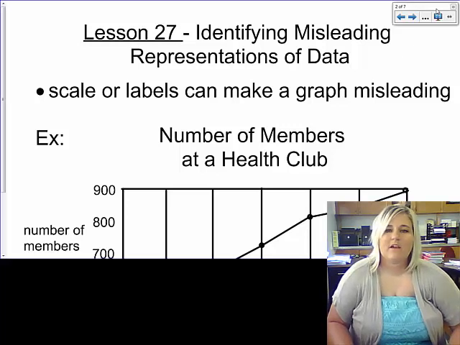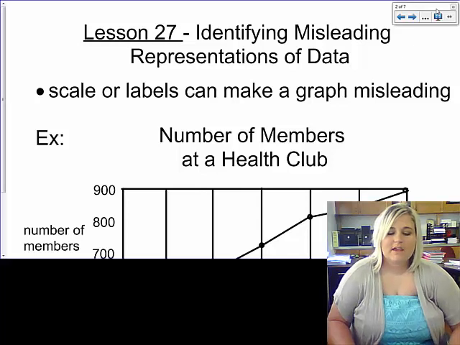Lesson 27, Identifying Misleading Representations of Data. Scalar labels can make a graph misleading.